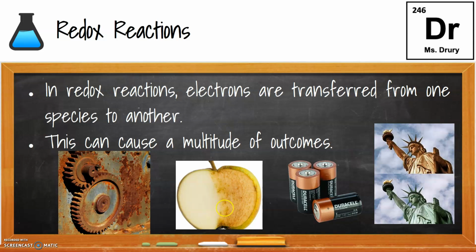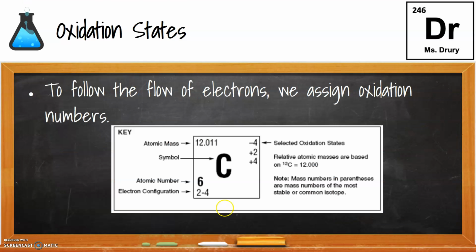This would explain why things rust, why things rot, how batteries work, or, like the Statue of Liberty, why it turned green over time. So the oxidation states are really important for explaining those reactions, and to follow the flow of those electrons, we had to assign oxidation numbers.